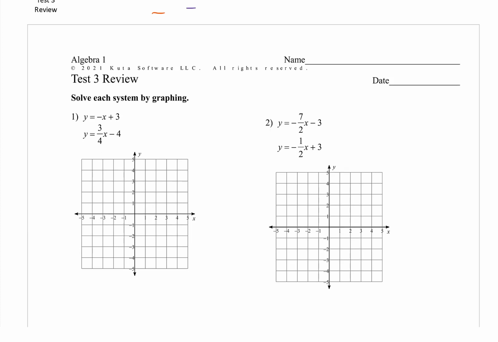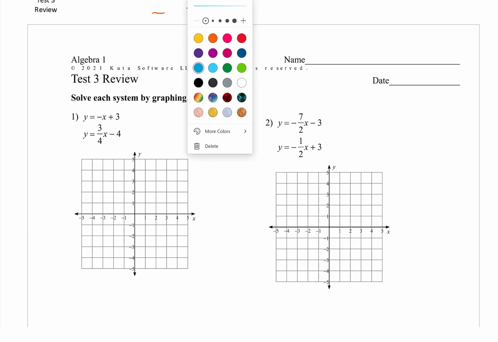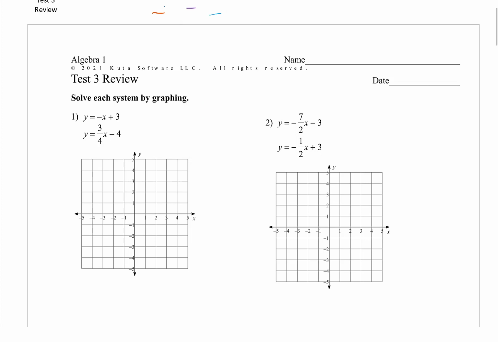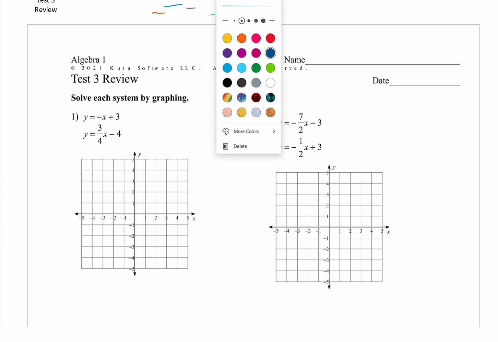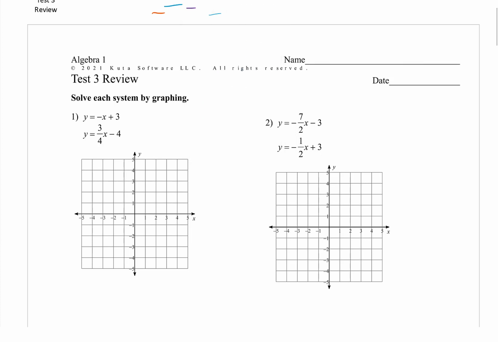This is our Test 3 review, and this actually goes over two big concepts: solving systems of equations and operations with polynomials. So we start off here with solving each system by graphing, and we start by drawing the y-intercept of 3 and the slope of -1, so down 1, right 1.